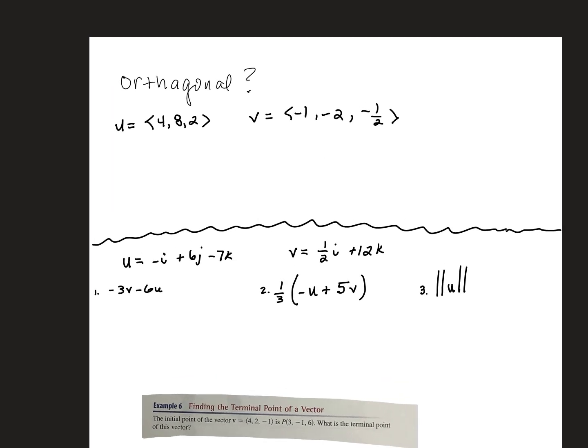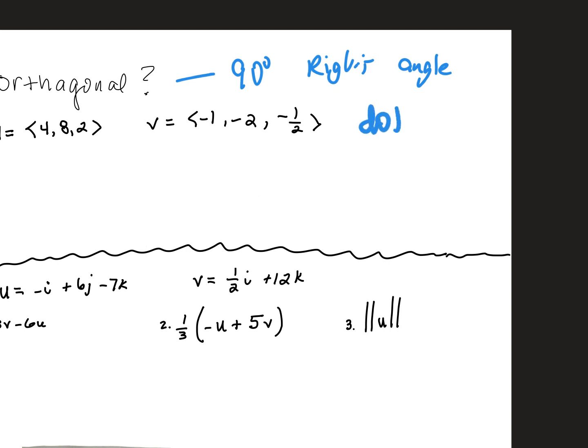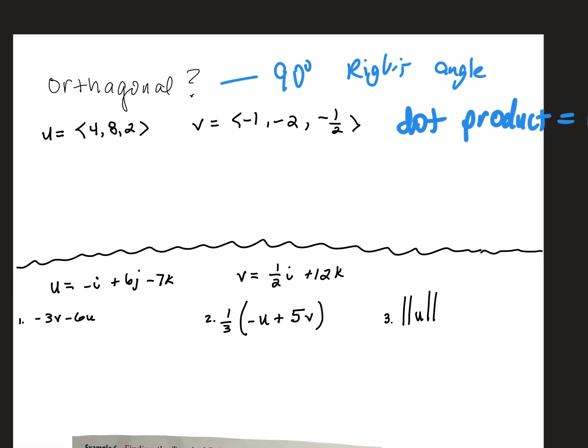All right, let's talk about orthogonal. What's the other word? This is the physics name for what? What does orthogonal mean? That it's a right angle. Yes, 90 degrees, right angle. So if they ask you, are these two vectors orthogonal, or prove that they are, what do we have to use to find that? Does anybody remember? Your dot product has to be what number? 0. Perfect. Dot product has to be 0.